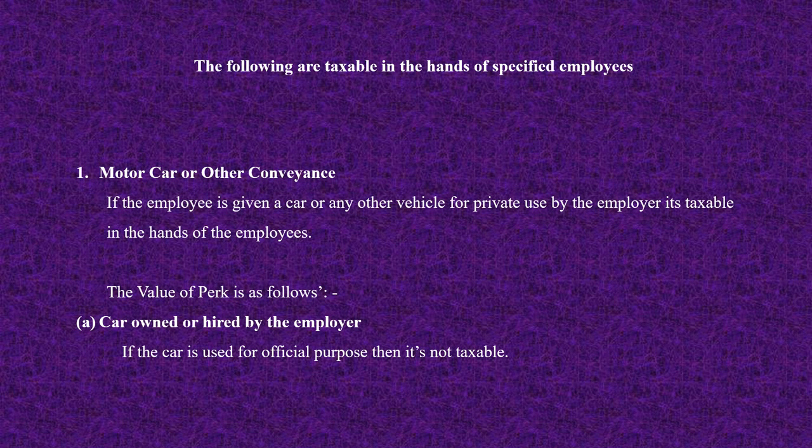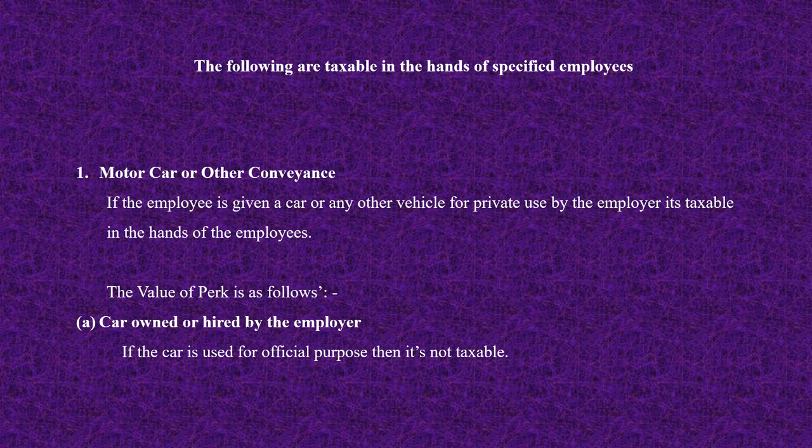So the following are taxable in the hands of specific employees. Number one is motor car or other conveyances. So under motor car itself, we have a lot of rules which you need to remember. If this person is a specified employee and is given a motor car or any other conveyance to travel, then in that case, he will be taxable. He will have to be taxed for the motor car that he is using.